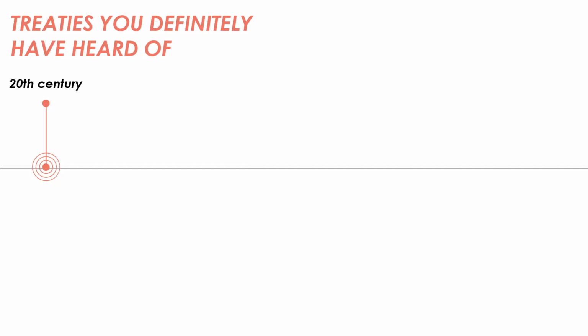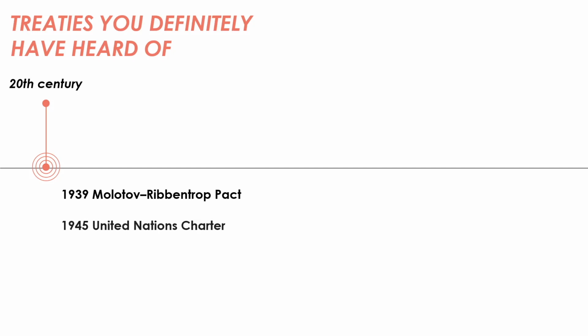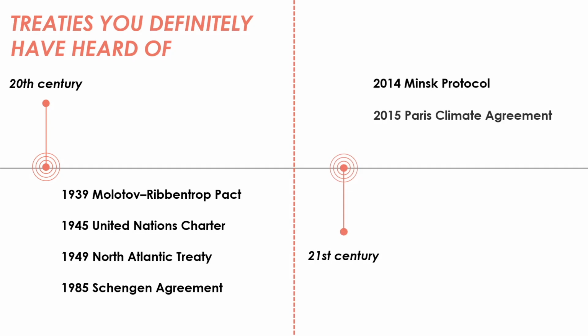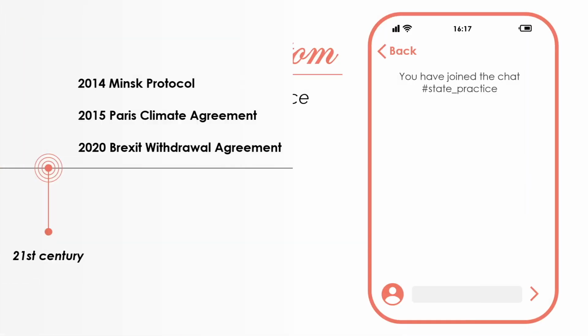Here are some examples of the treaties that you definitely have heard of. 20th century: 1939 Molotov-Ribbentrop Pact, then the United Nations Charter, for example, the North Atlantic Treaty establishing NATO, or the Schengen Agreement. 21st century treaties: the Minsk Protocol of 2014, Paris Climate Agreement, or the Brexit Withdrawal Agreement.